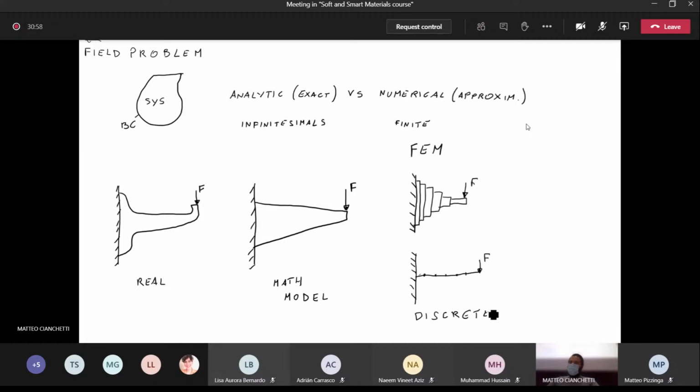The discrete case. You have a number of elements that are representing your structure, a sort of cantilever beam in this case. And of course, the more elements you're using, the closer to the mathematical model you are, right? So if you consider, let's say, an infinite number of discrete elements, of course you are going to reach the mathematical model with an exact solution.